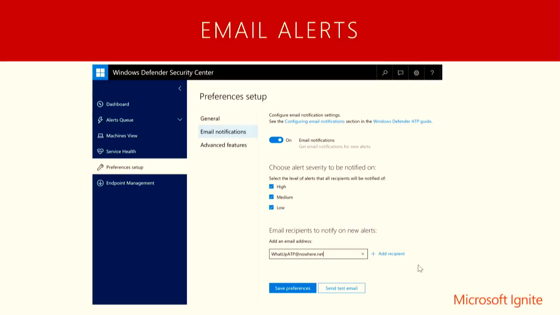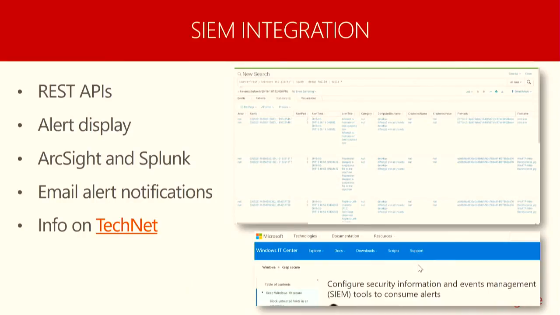Of course, you can plug it into your SEM as well. I think actually I talk about that next. Yep. So we have REST APIs for the SEM to plug into. Like I mentioned, we support ArcSight and Splunk today, but it is an open API, so you can query it. On TechNet, we have all the documentation on how to get your SEM plugged in. And that's really just for the alert data. We're not sending all the full details down as of today.